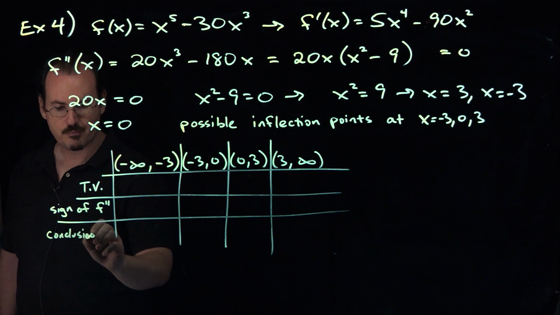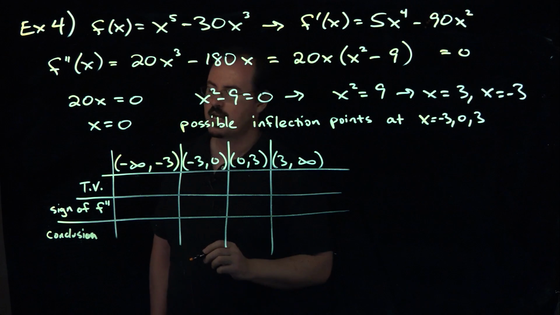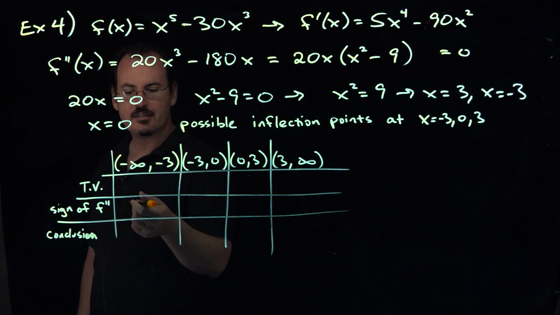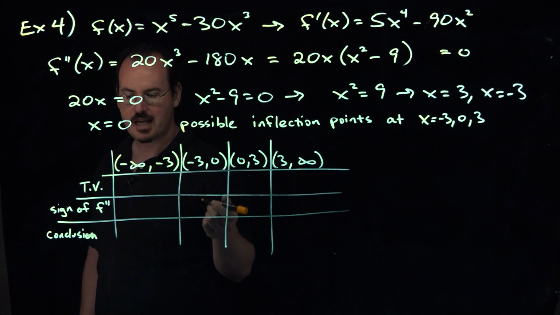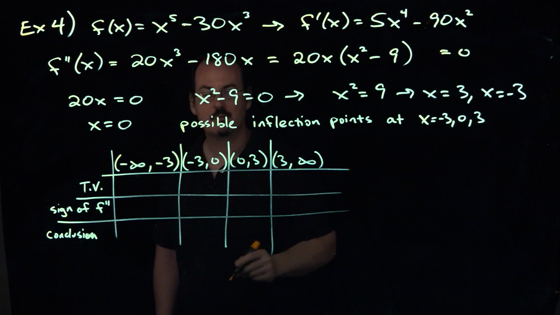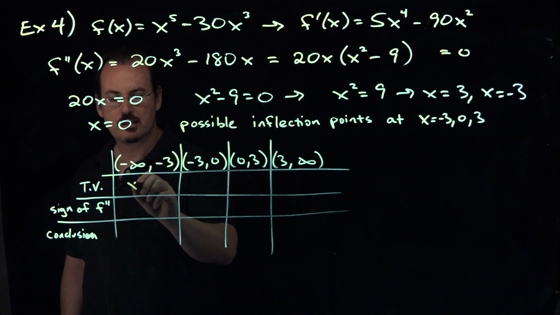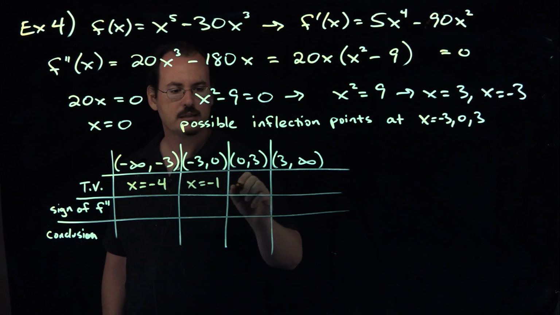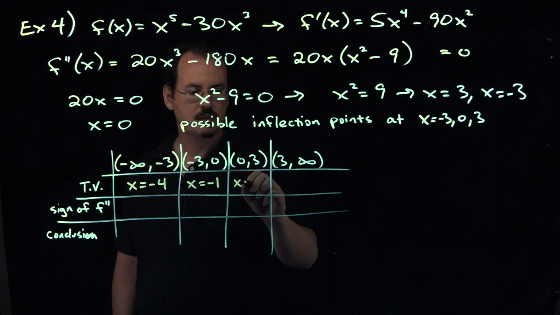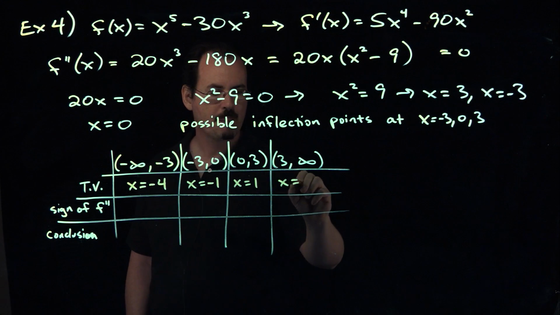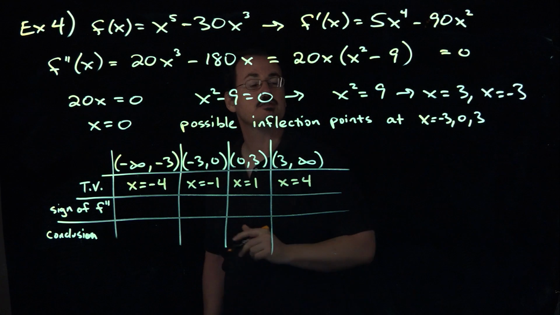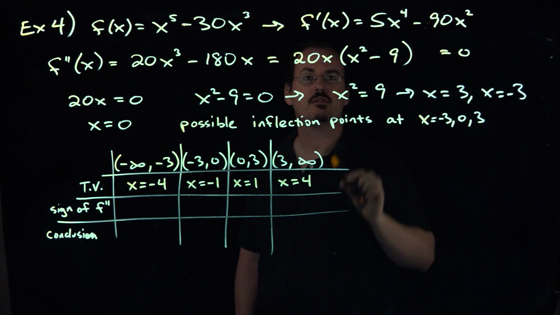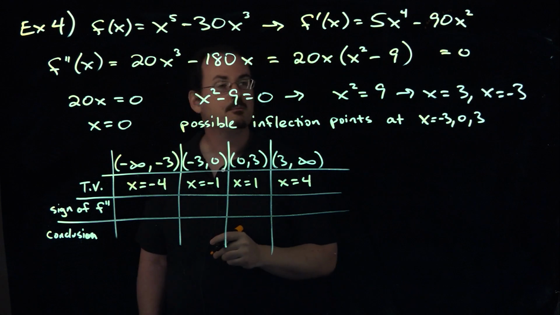Now remember, the concavity is positive, it's concave up in other words, if the second derivative is positive, and it's concave down if the second derivative is negative. That's why we're making the table like we are here. So let's pick our test values. We'll pick minus 4, minus 1, 1, and 4. Now we're going to plug all these test values into the second derivative. I'm going to use this factored form of the second derivative, almost fully factored. So let's see what happens.